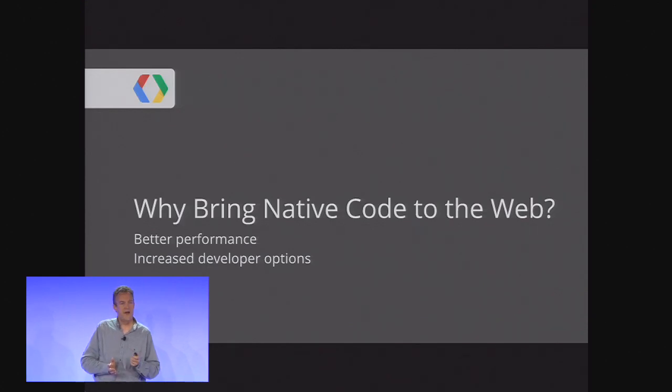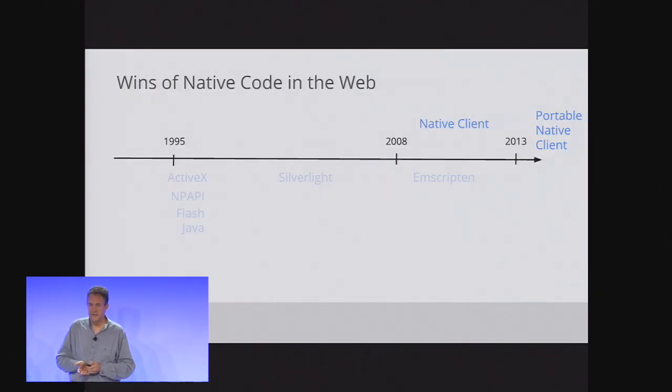So that brings us to, why are we trying to bring native code to the web? Why are we talking about bringing native code to the web? We still think there's better performance yet to be had from features like threading, as well as from that last 50% or more, and also increasing the developer options. So in this team, we started the Native Client Project.